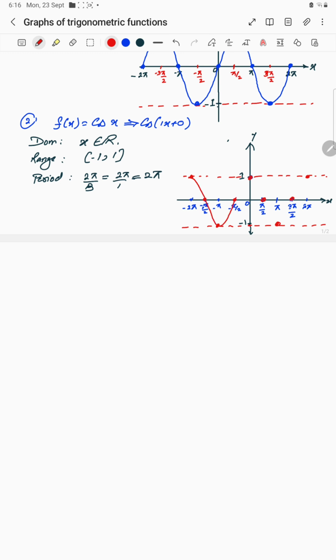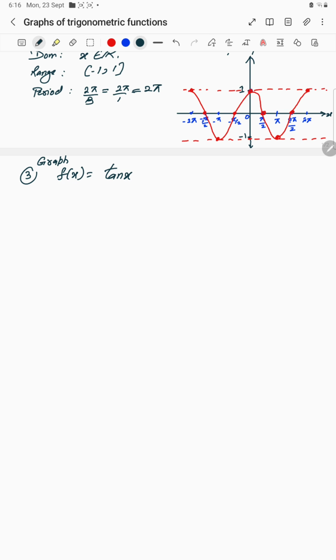like this. Okay, we'll get this shape. I hope it is clear, and let's go for the other case.